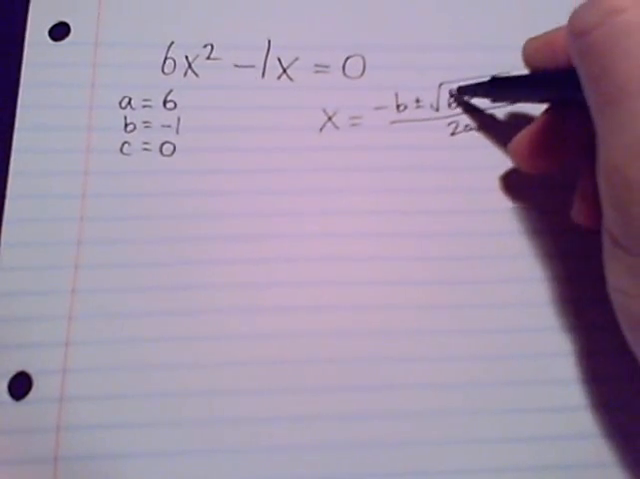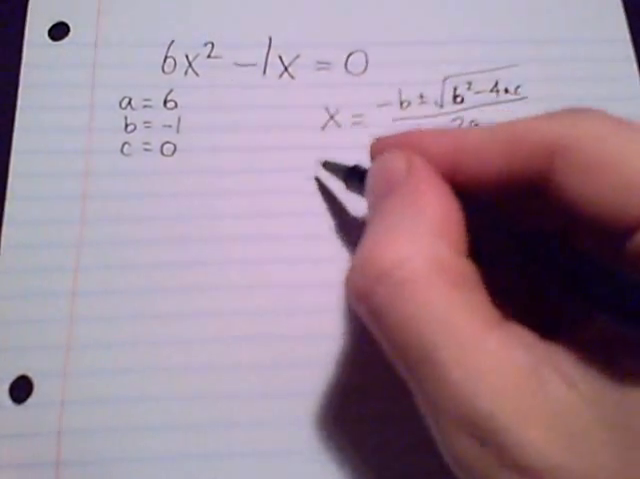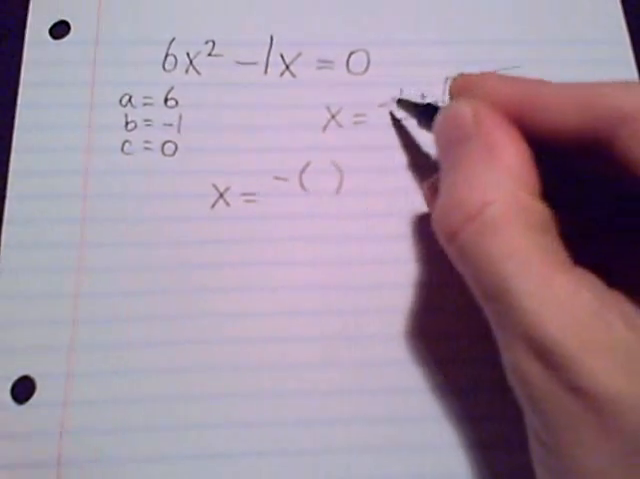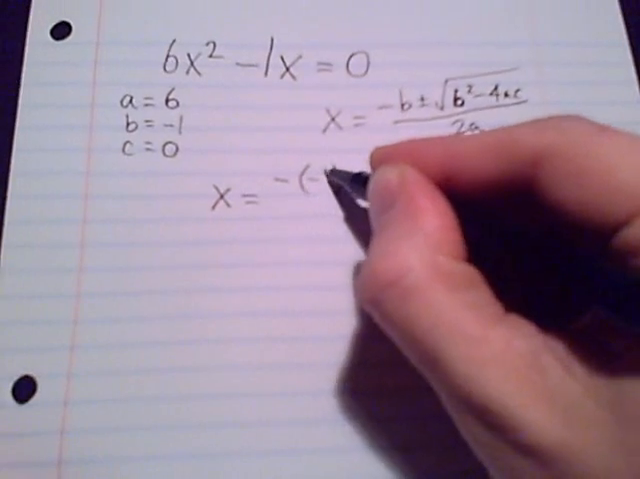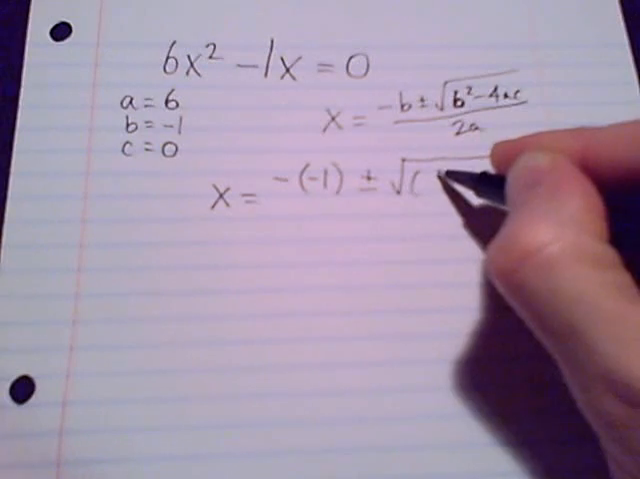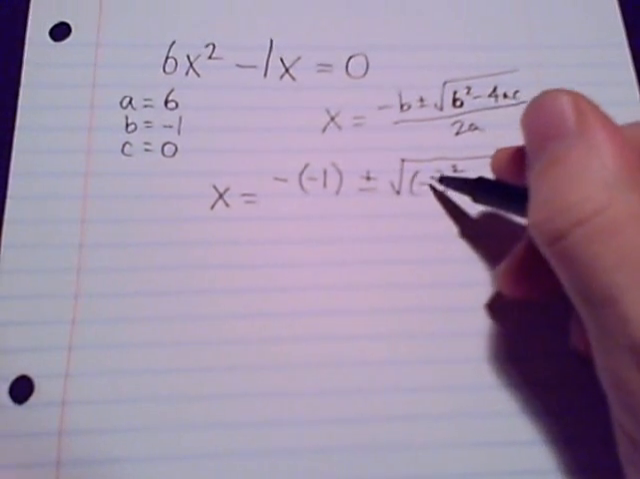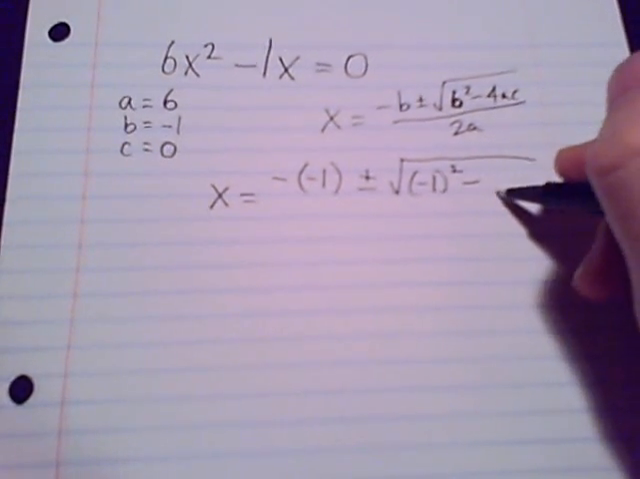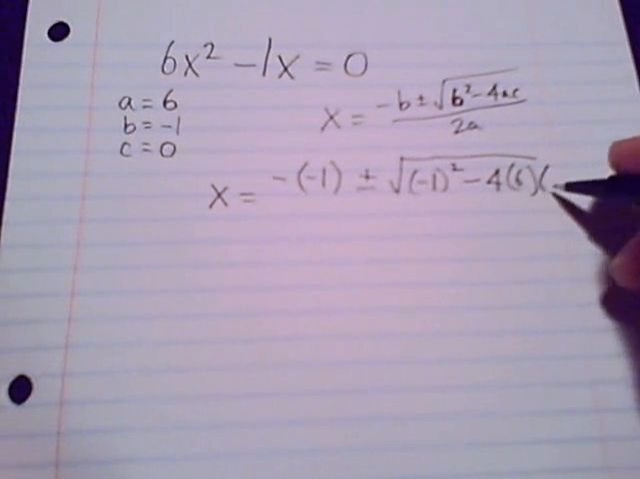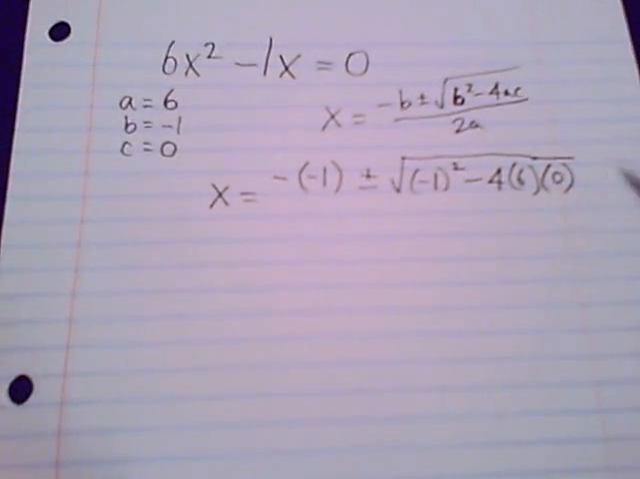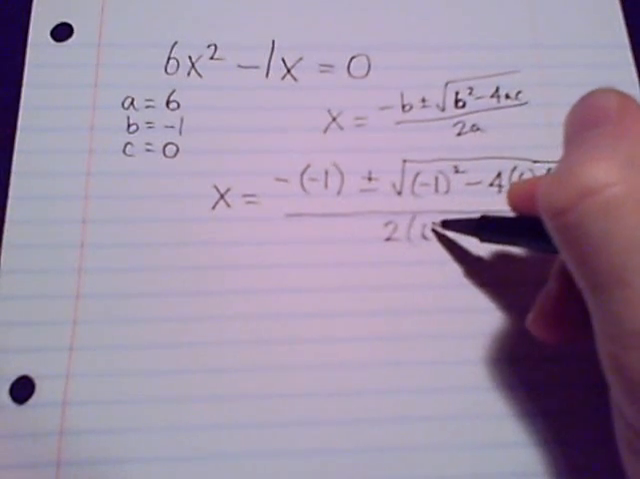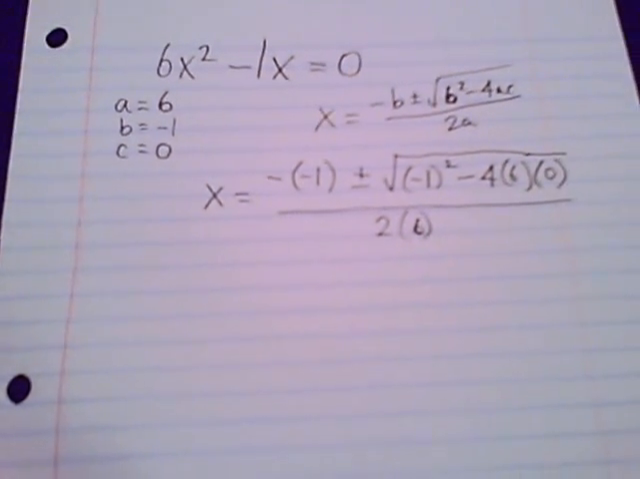There's our quadratic formula, that's a b. And let's start plugging in. Negative b is going to be negative 1. That will change to a positive 1. Inside the radical, b squared is -1 squared. Minus 4 times a is 6 times c is 0. All over 2 times a, 2 times 6.